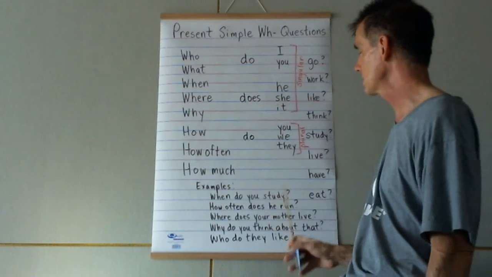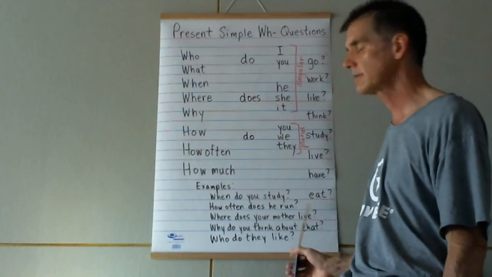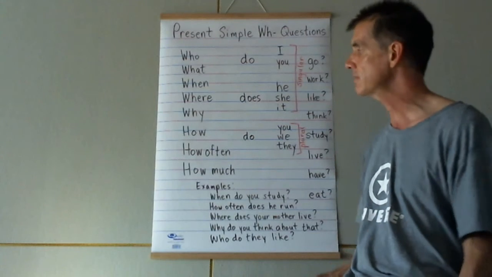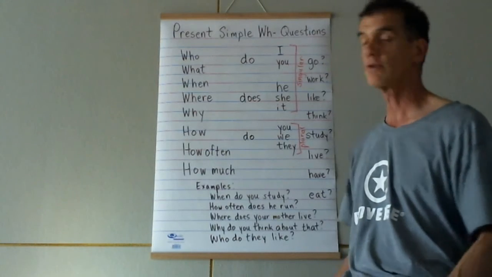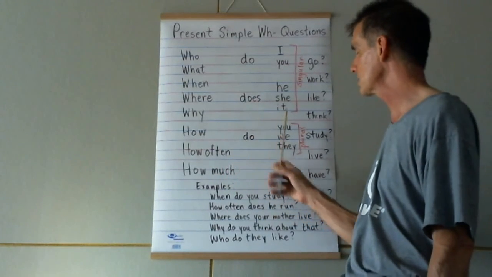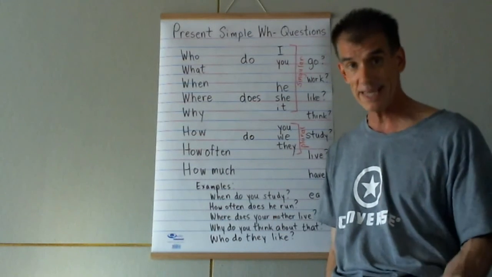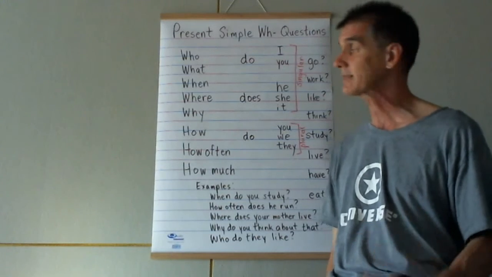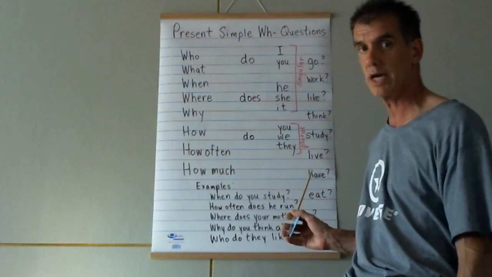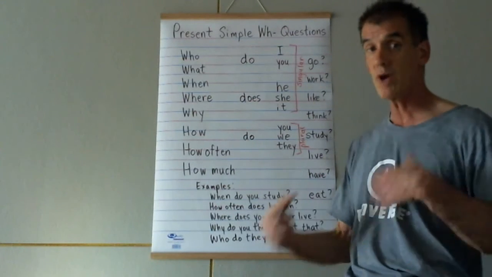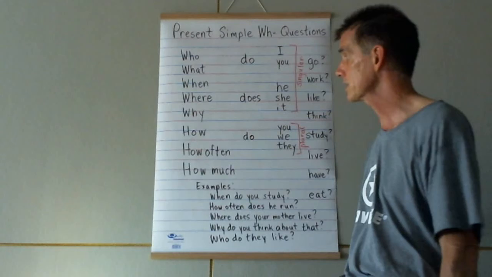Why does it eat that, for example? Why does it eat meat? Why does it eat fish? It eats fish because it likes it, okay? If you're talking about an animal or something. Why does it eat fish? Why does it eat meat? It eats meat because it likes it, okay? So here in the question, you do not add S or ES to the verb. But when you answer, you add S or ES to the verb to provide the correct answer, okay?